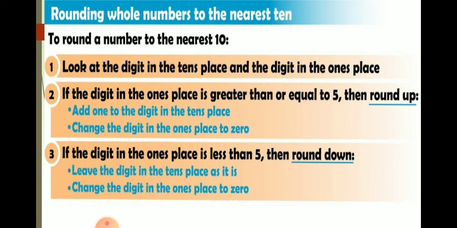Rounding whole numbers to the nearest 10. Here are the rules which we use to round the numbers to the nearest 10. Look at the digit in the tens place and the digit in the ones place. If the digit in the ones place is greater than or equal to 5, then round up. Add 1 to the digit in the tens place. Change the digit in the ones place to 0. If the digit in the ones place is less than 5, then round down. Leave the digit in the tens place as it is. Change the digit in the ones place to 0.